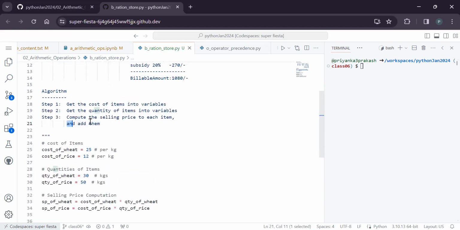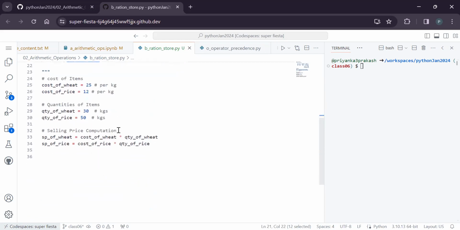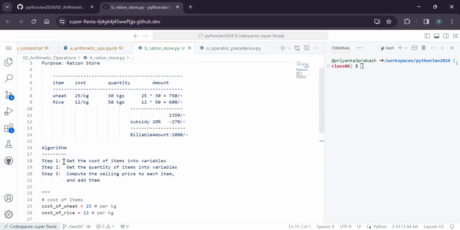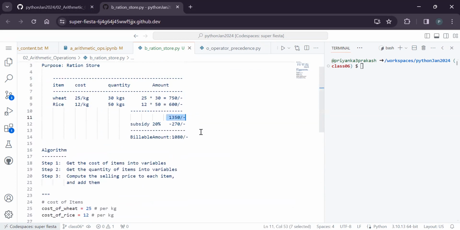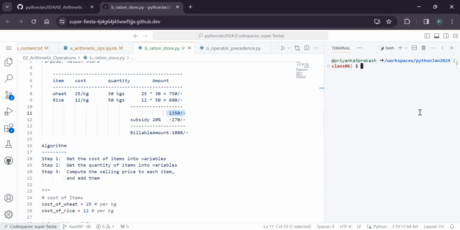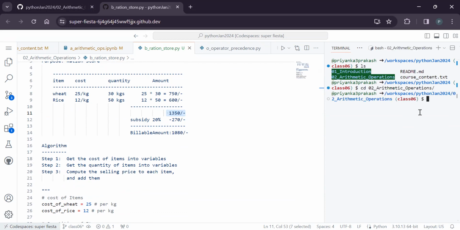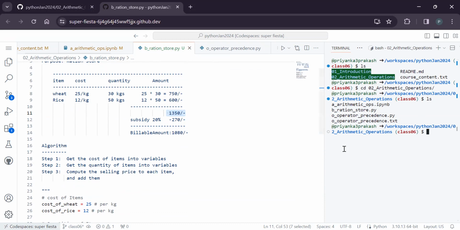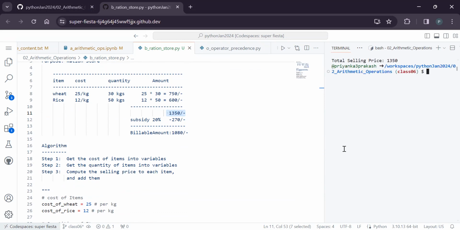So what is the next step after calculating? We need to add them. So total selling price is a combination of both of them. You got it? So now, if you want to test till here, whether things are working, you can check that you are in the arithmetic operations directory. So if I say ls, I get my code. So which program do I have? This one. Clear, and python B, so and so.